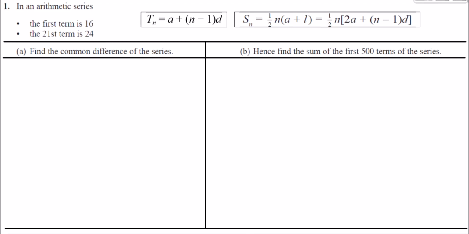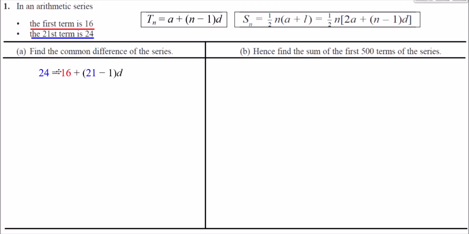So the first term's 16, in other words, a equals 16. So we may as well write that down in a moment. And the 21st term is 24. That means when n is 21, t subscript n is 24. So if we infill these three pieces of information into this formula, we can then work out what the common difference is.